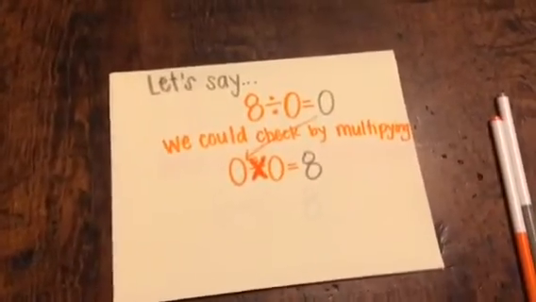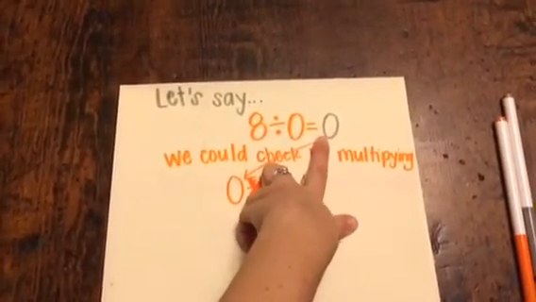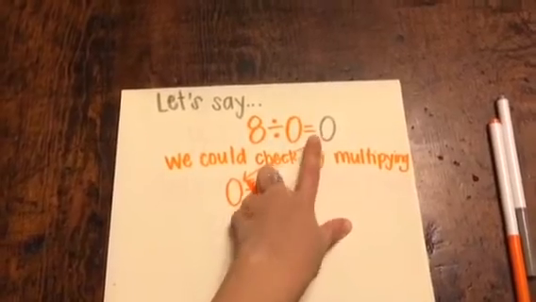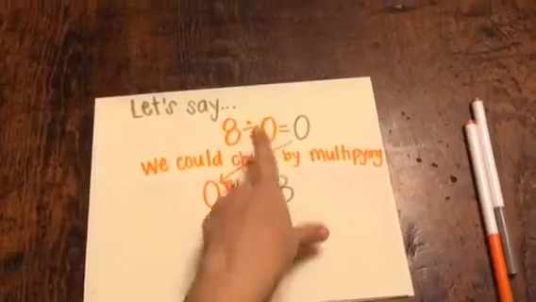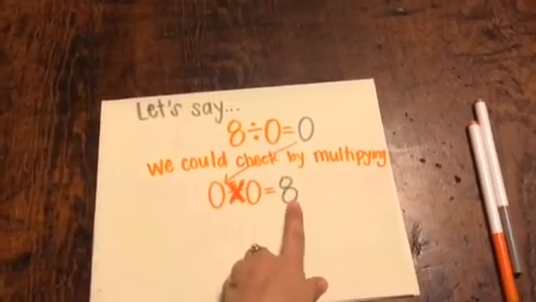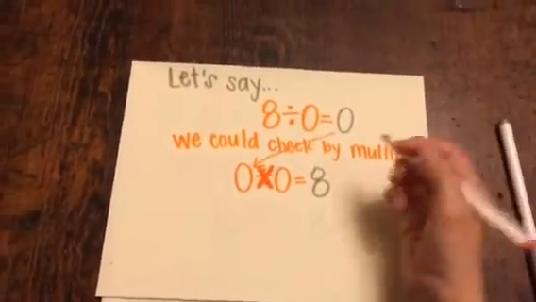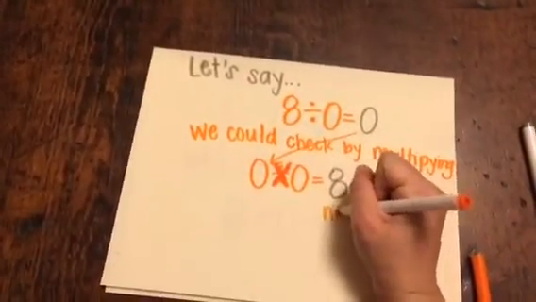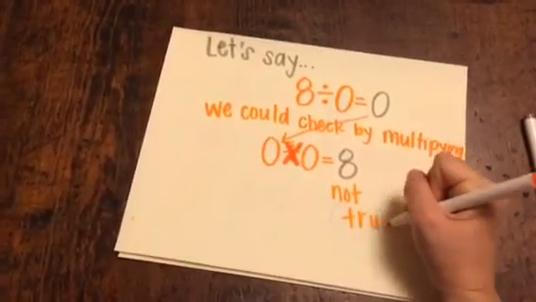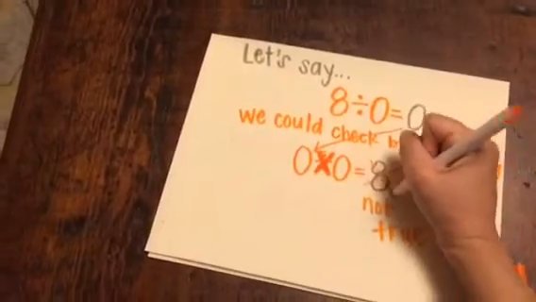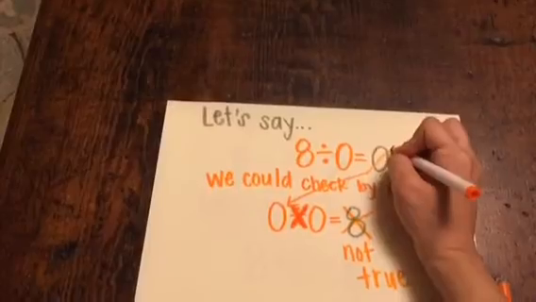Okay, so let's look at an example. Let's say that 8 divided by 0, let's say we think it might be 0. So we would be able to check our work by multiplying. Take that 0, multiply it by 0, and we get 8. Uh-oh, that doesn't make sense. That is not true, because 0 times 0 does not give me 8. So these don't add up. So we know this is also not correct.